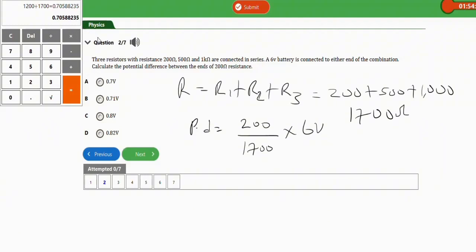If you are leaving it in 2 decimal places, this 5, you round it up as 1 to the 0, to now be 0.71 volts. So that's the correct option, 0.71 volts for the potential difference between the ends of 200 ohm resistance. Okay, so that's it for this question. Let's wipe this now and solve the next repeated question.